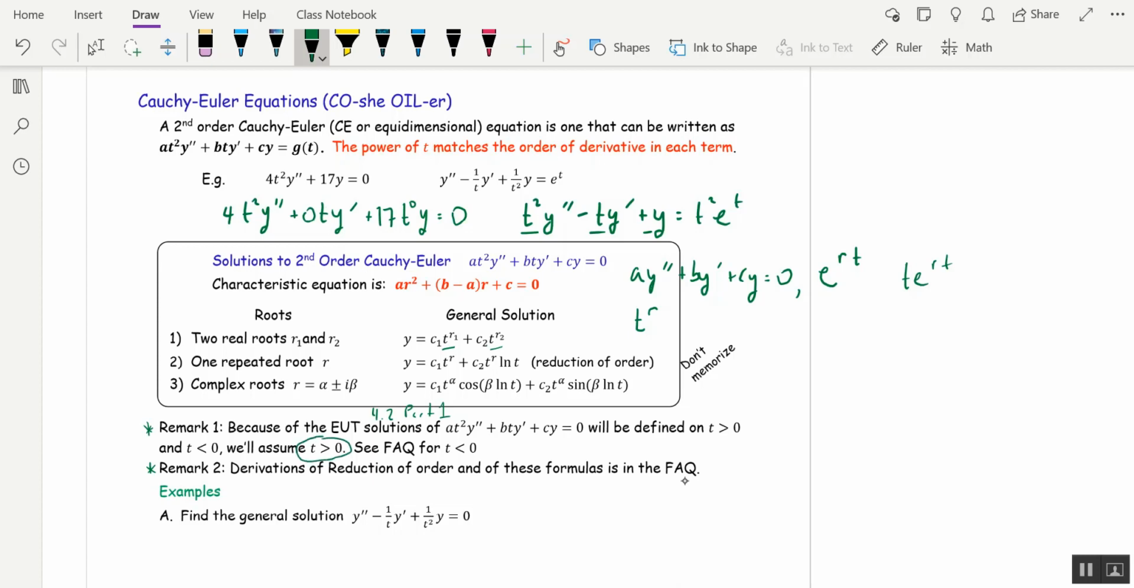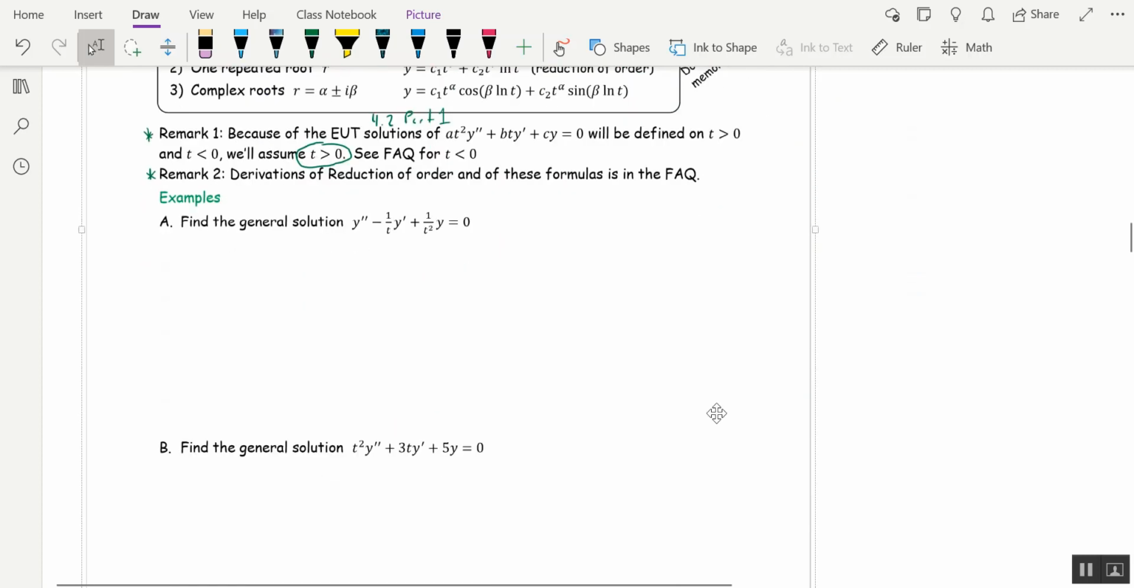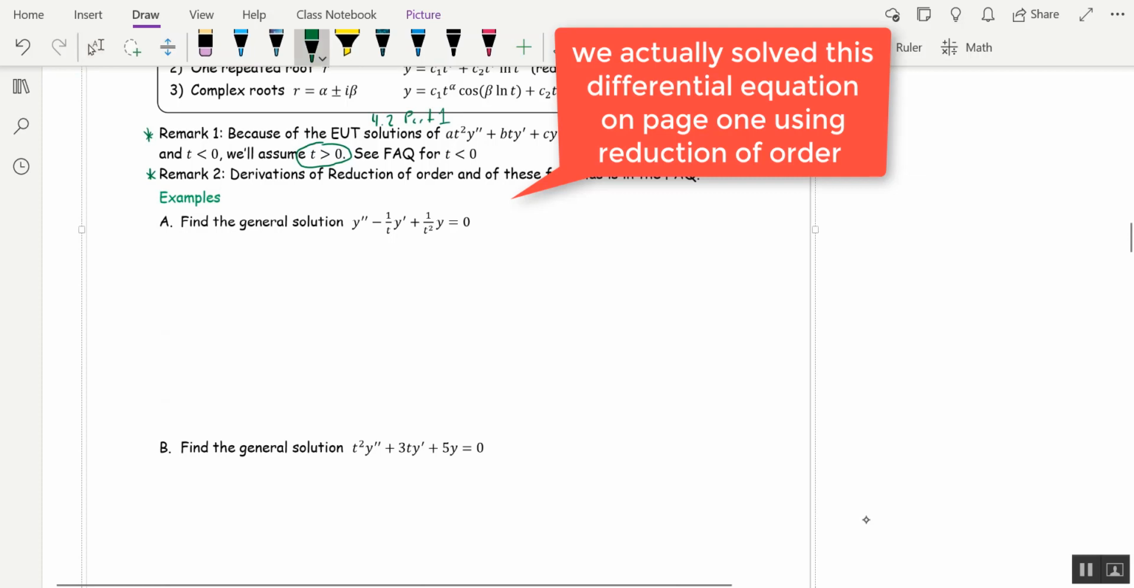There's a way to deal with t negative, and I put an example at the end of the lecture notes, but we're going to assume that t is positive. Okay, so let's solve some Cauchy-Euler equations. First one, find the general solution of this differential equation. If I multiply through by t squared, I will quickly see that this is Cauchy-Euler.